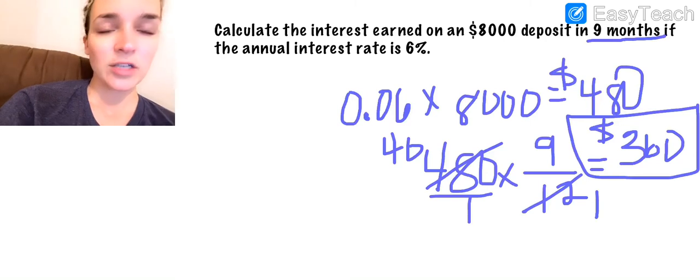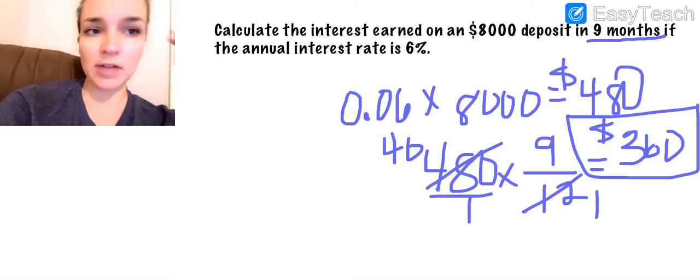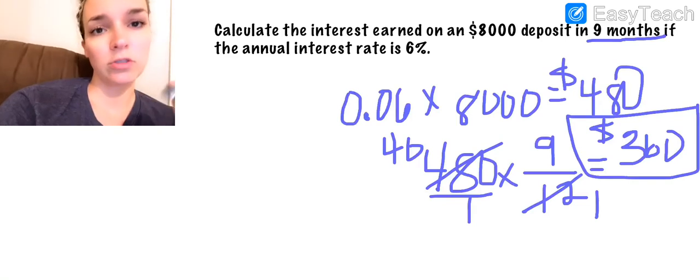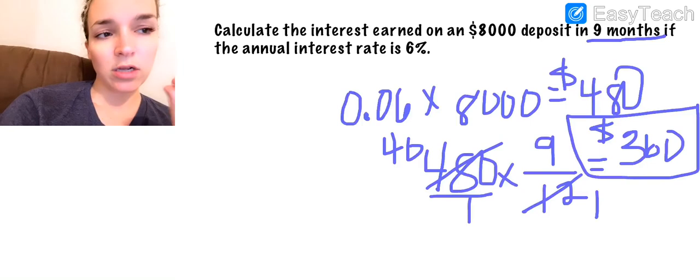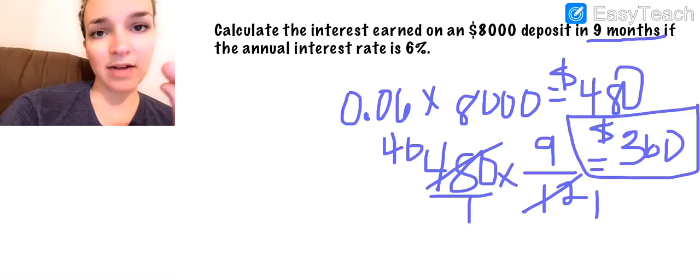Okay. So again, the key phrase is the 9 months part. We have to make sure that when we're talking about interest, we're generally going by years. So we would have to do a little step in there that would allow us to break down that amount into 9 months instead of a full year.